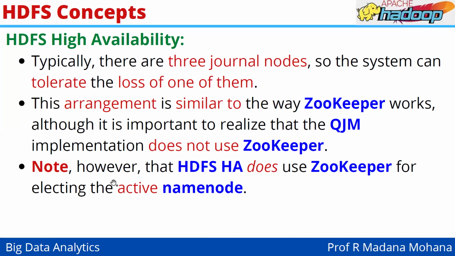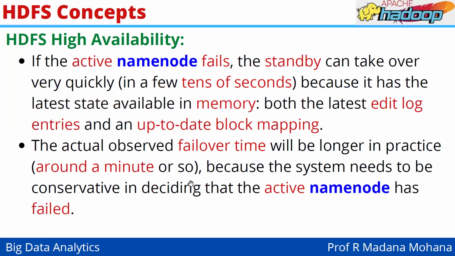Here, let us see one observation. HDFS high availability does use Zookeeper for electing the active name node. If the active name node fails, then the standby can take over very quickly, in just a few tens of seconds, because it has the latest state available in memory, both the latest edit log entries and an up-to-date block mapping. The actual observed failover time will be longer in practice, around a minute or so, because the system needs to be conservative in deciding that the active name node has failed.